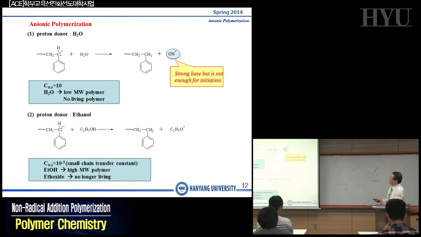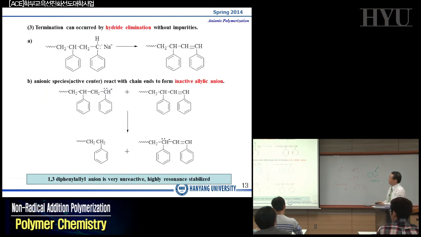Anyway, if you look at the possibilities of terminating steps, the terminating agent will be water, the terminating agent will be ethanol, or termination by hydride elimination in these cases.